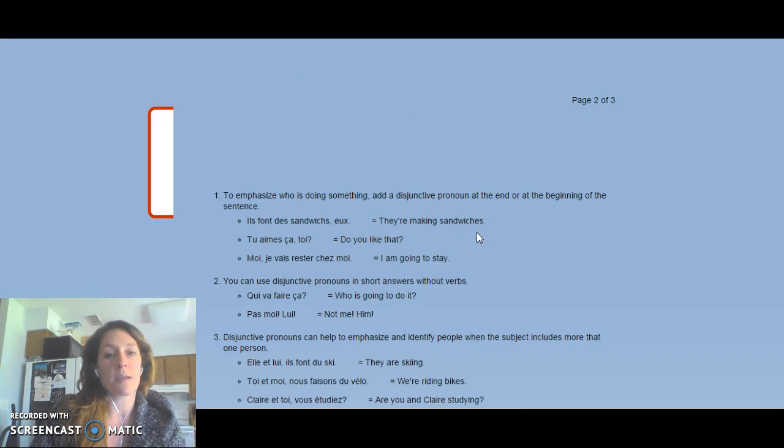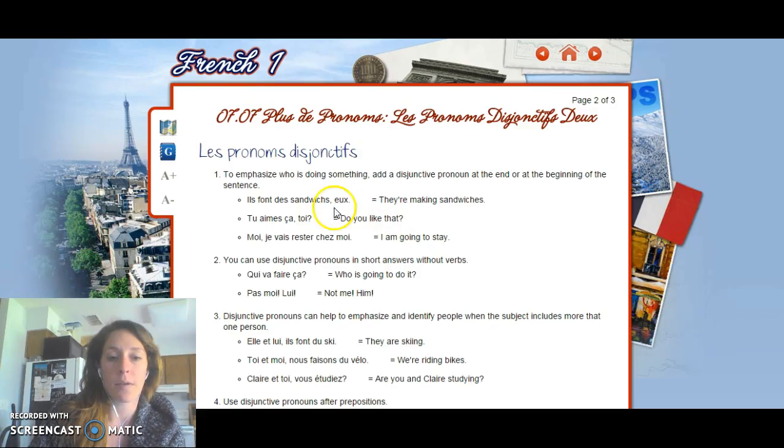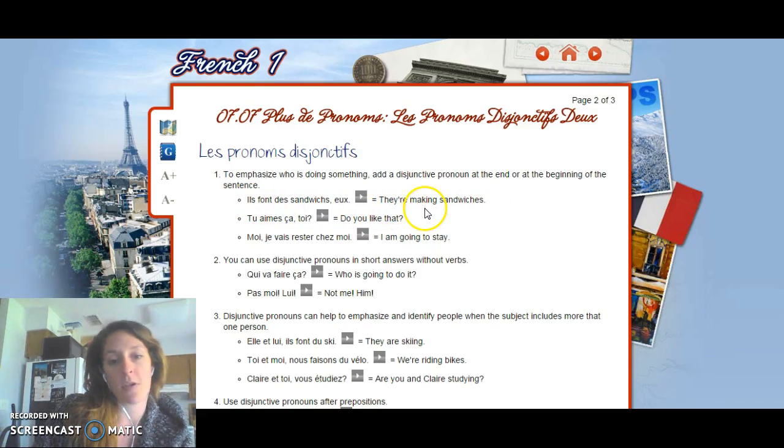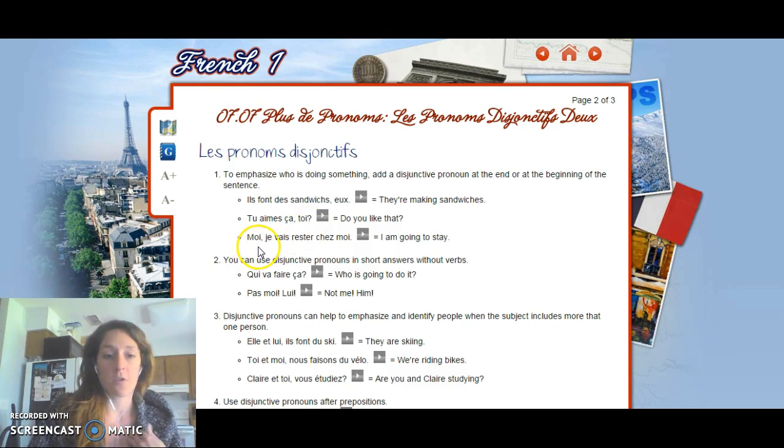Okay, so these are just some examples that you would see of how they're used. They're making sandwiches. Ils font des sandwichs. Eux. Tu aimes ça, toi? You like that? Tu aimes ça? Moi, je vais rester chez moi. Me, I'm going to stay at home. Right? So notice how it's either at the end of the sentence or at the beginning of the sentence. That's usually where we'll place them.